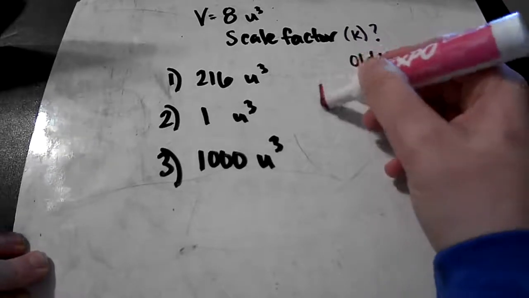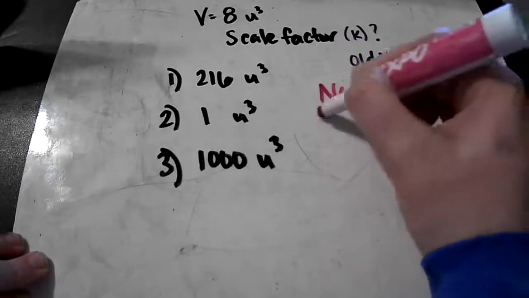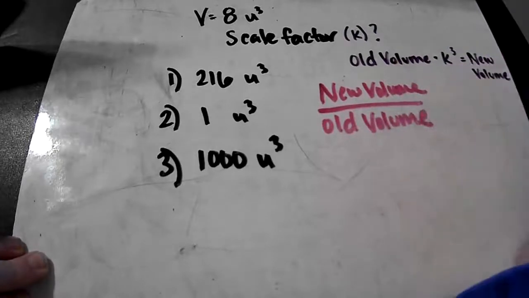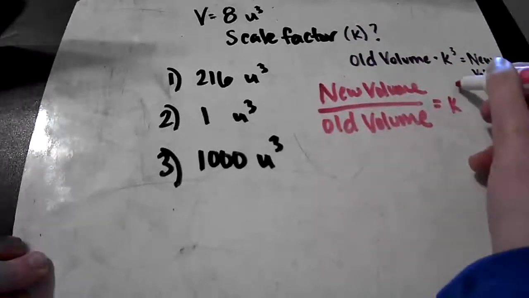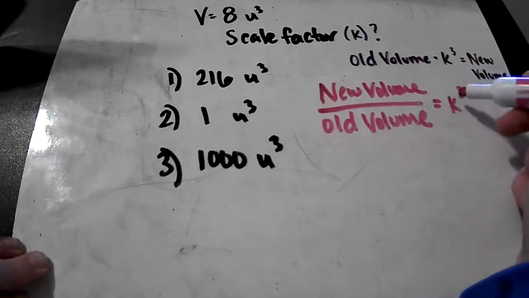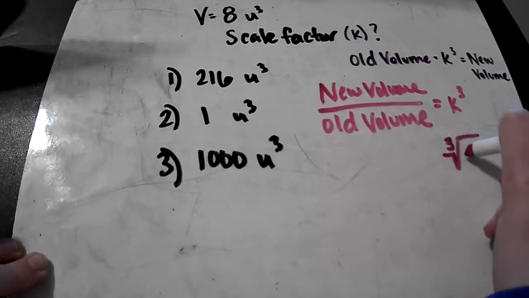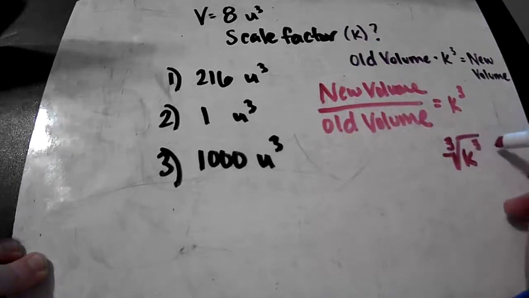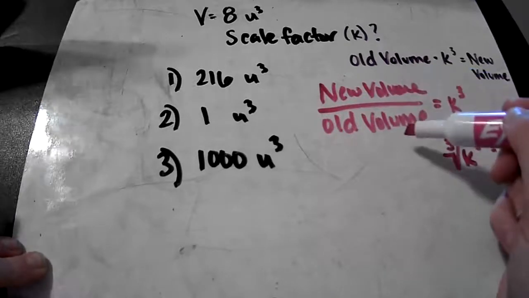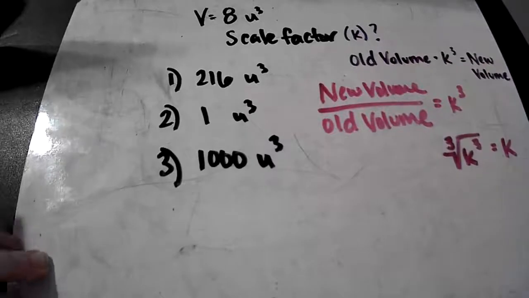We're going to start out by doing the new volume divided by the old volume, and that result is going to give us our scale factor cubed. And then in this lesson, we've been talking about how we can undo a cube by using a cube root, and so we can do the cube root of our k cubed, and that's going to give us our scale factor k. So new volume divided by the old volume, and then we'll take the cube root, and we're going to do that same process for each of these three problems.